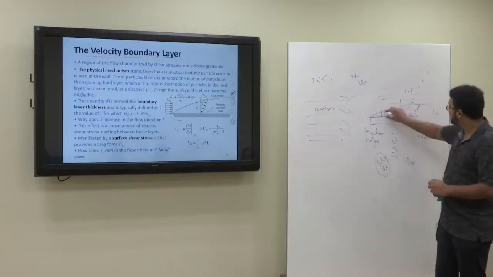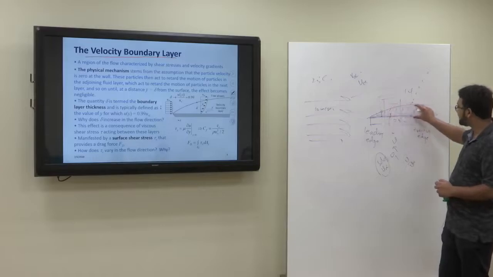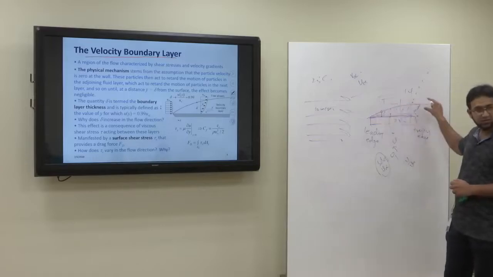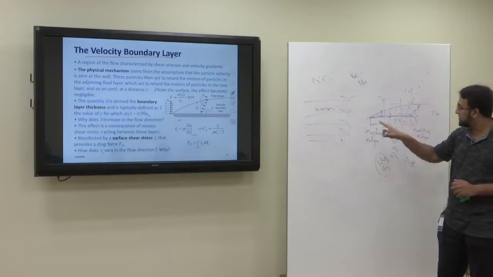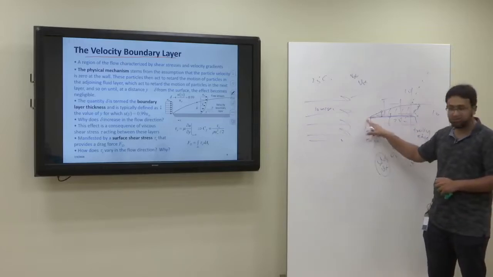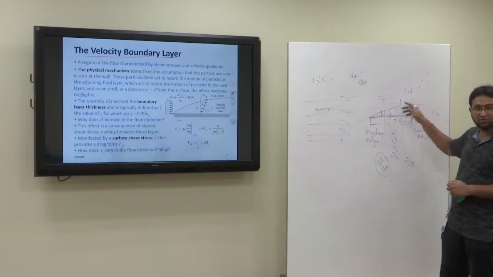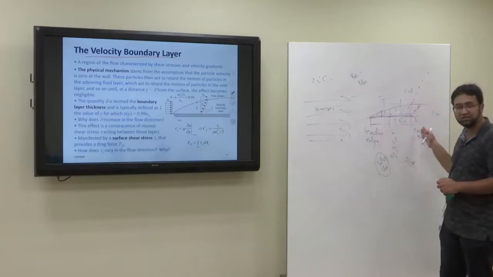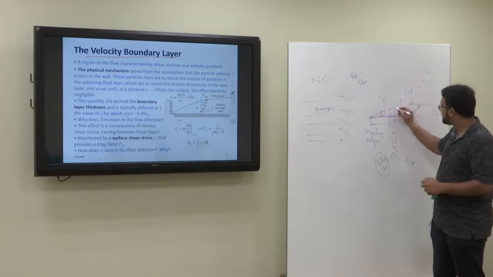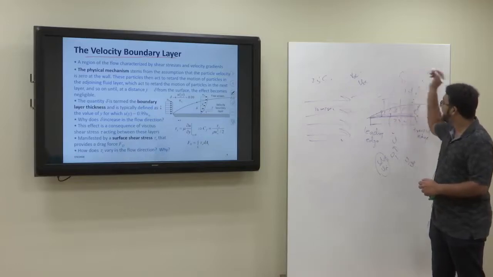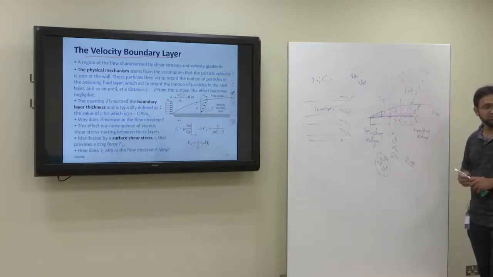Now this thickness is also varying. The thickness of the boundary layer is 0 at the beginning, but it keeps on increasing as you move from the leading edge to the trailing edge. And this thickness is known as the boundary layer thickness, delta.